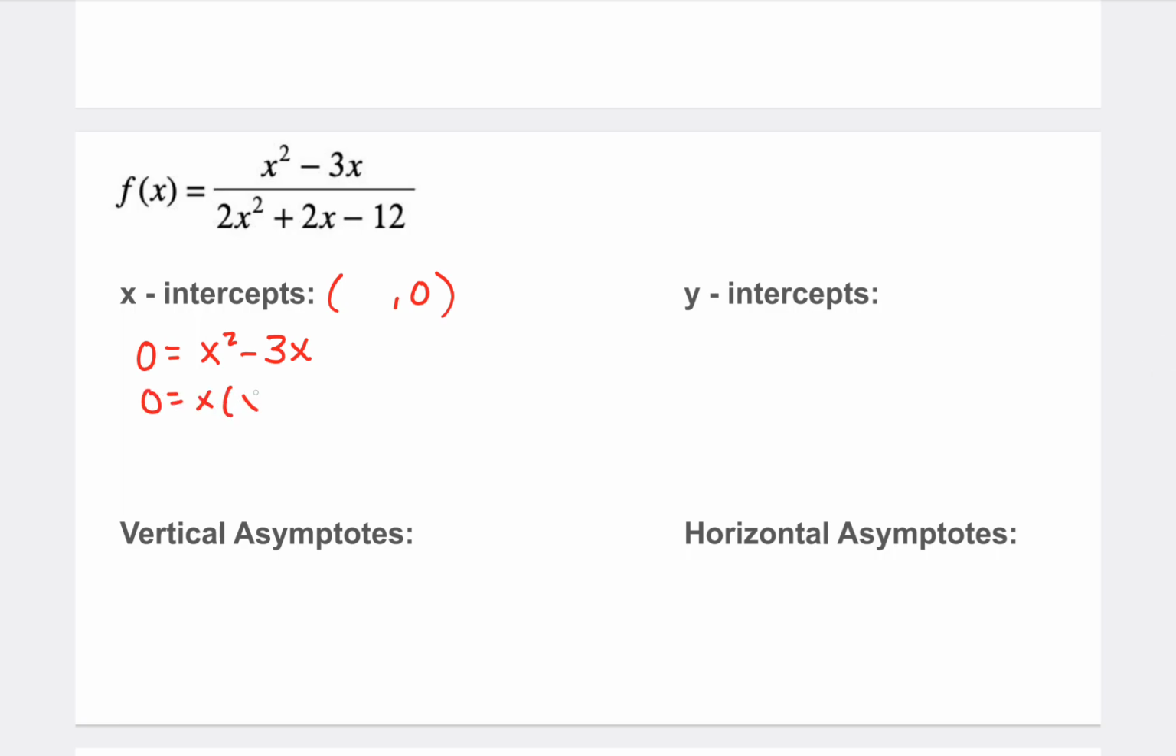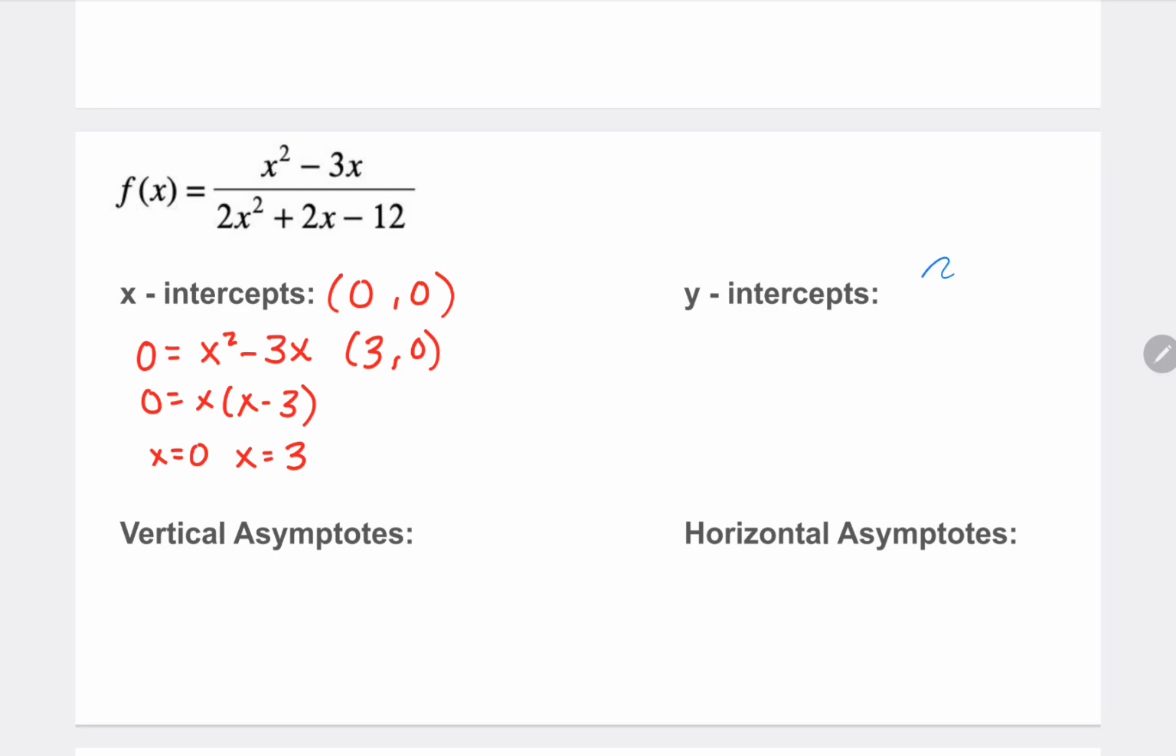I'm going to factor out an x, and I get 2 x-intercepts. X equals 0 and x equals 3. So I have x-intercepts at (0, 0) and (3, 0).